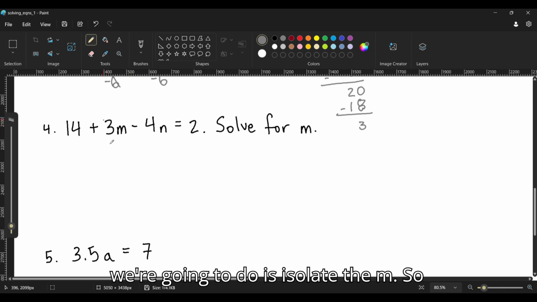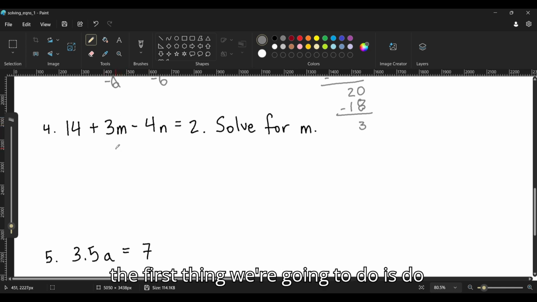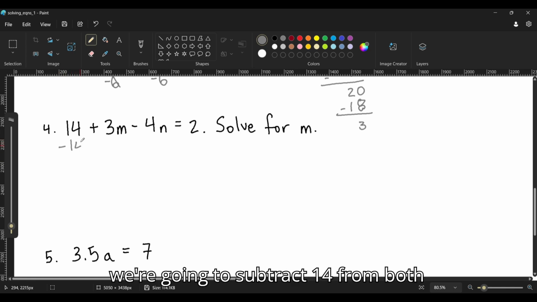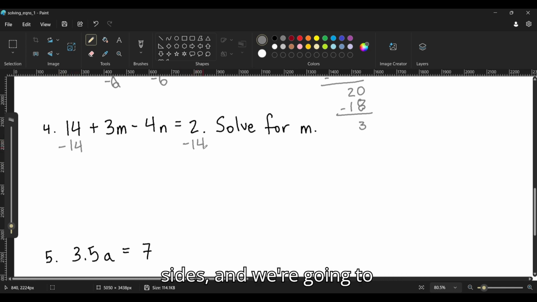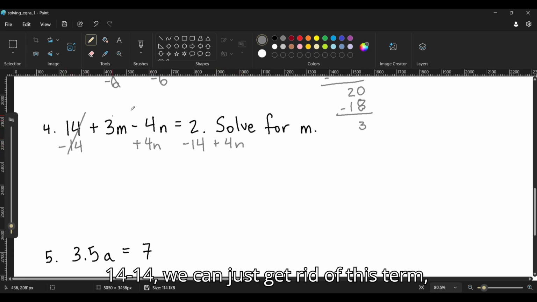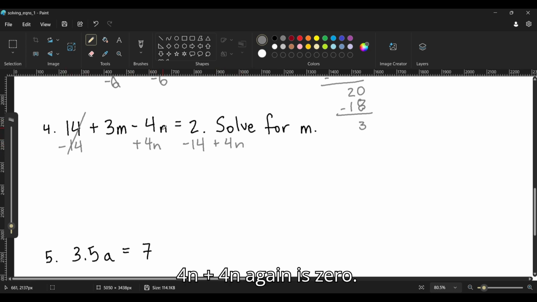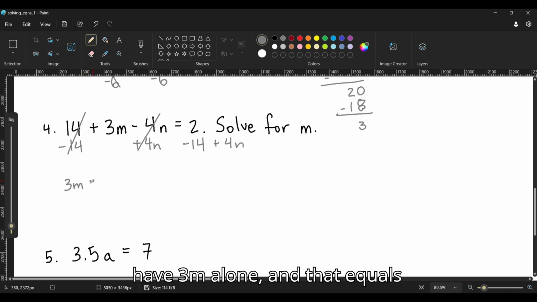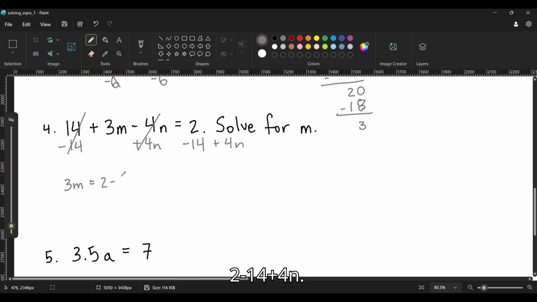What we're going to do is isolate the m. So the first thing we're going to do is do the opposite to all of these terms. So we're going to subtract 14 from both sides, and we're going to add 4n to both sides. That way, 14 minus 14, we can just get rid of this term. -4n plus 4n, again, is 0. So we're getting rid of that term. Now we have 3m alone, and that equals 2 minus 14 plus 4n.